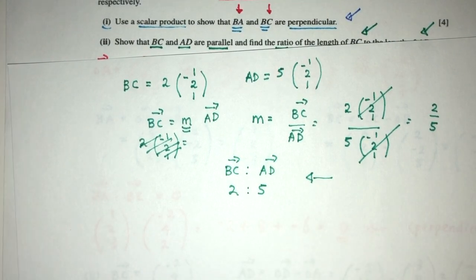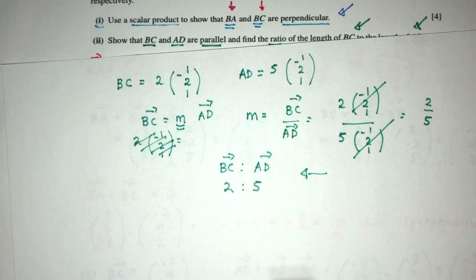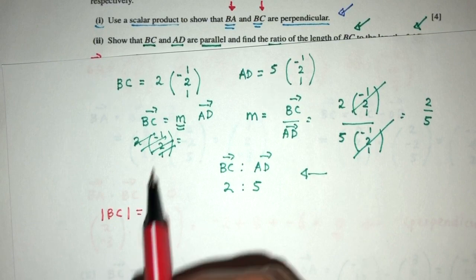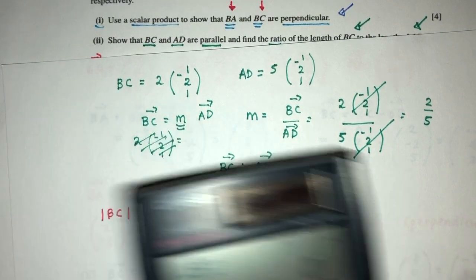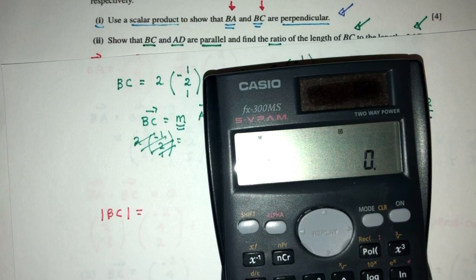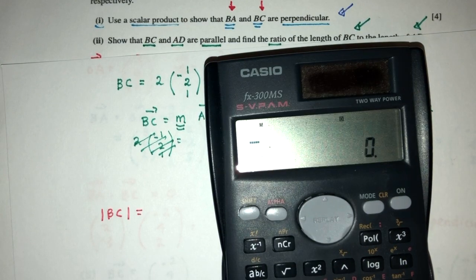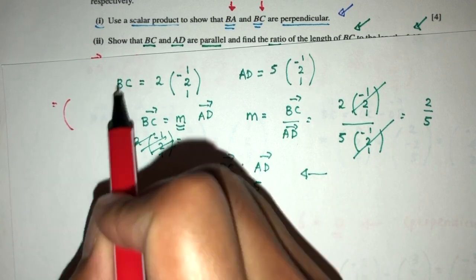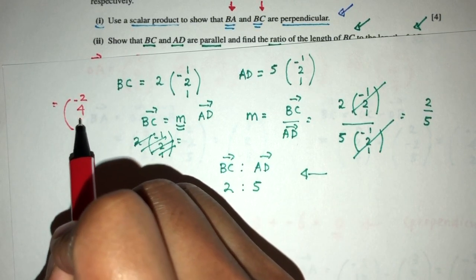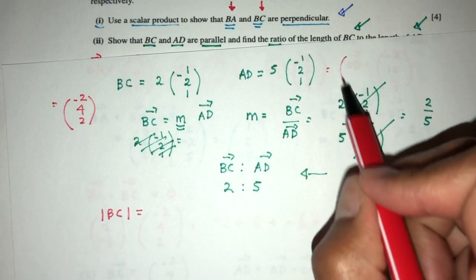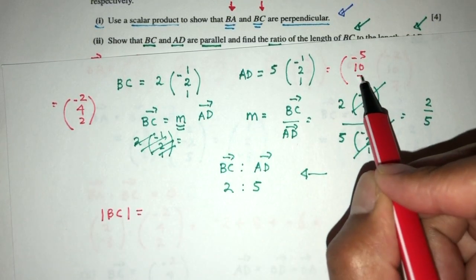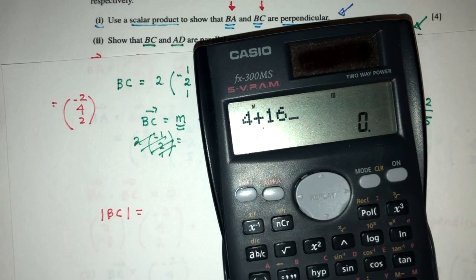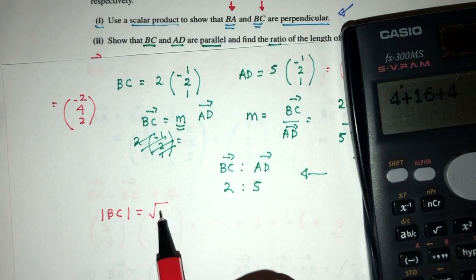And the other way is also pretty easy as well. If you observe, we can do this. We can first find the length of BC. That will be what? Let's find the length. So BC was minus 2, 4, and 2. And AD was minus 5, 10, and 5. So the length will be 4 plus 16 plus 4. That will be root of 24.